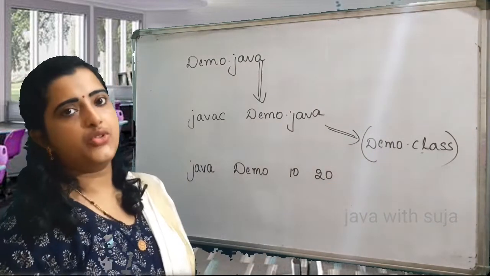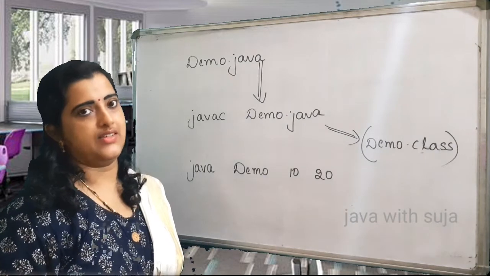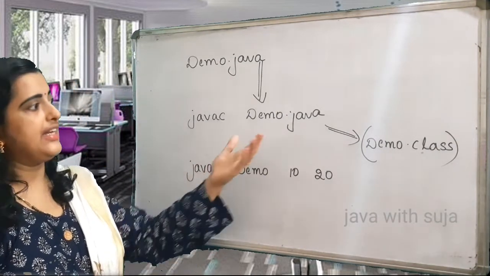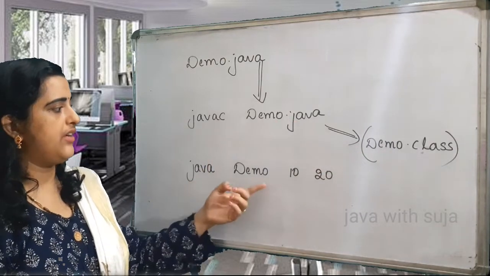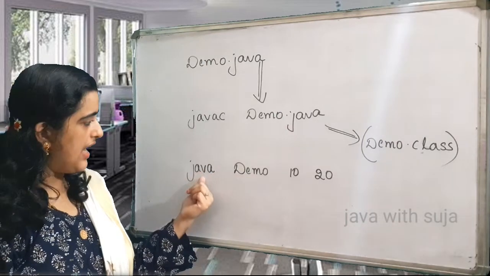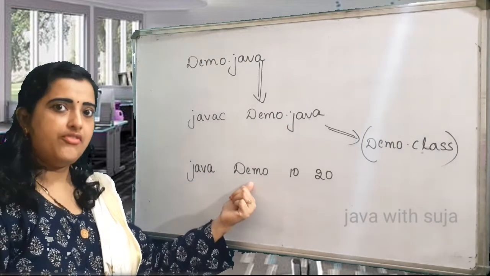And now we have to execute this demo.class. So we have to use the command java. Now we are not using any extension like .class, .java. None of these are used here. So we have to simply mention java and your file name.